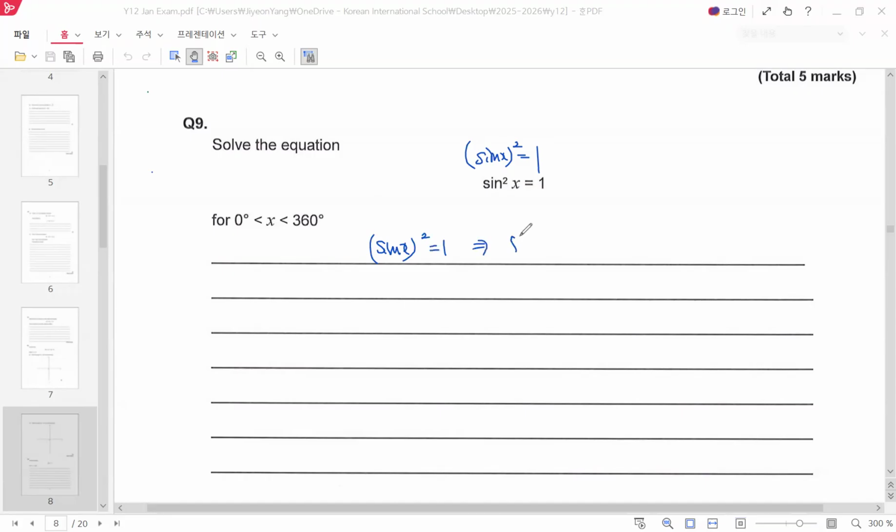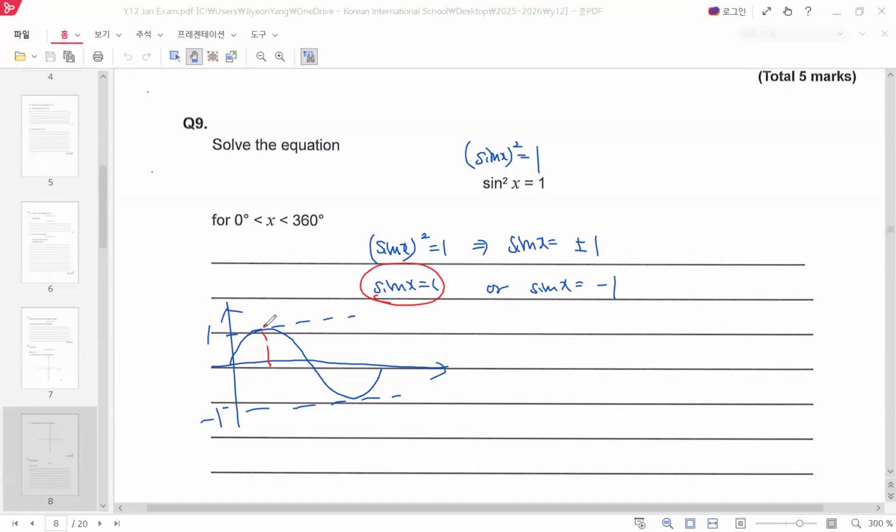It means that the value of sine x should be plus or minus 1. So either sine x equals 1 or sine x equals minus 1. Draw a graph of sine between 0 and 360, right? And then it's 1 and it's negative 1. When the value of sine is 1, it is only 1 point, which is 90 degrees.